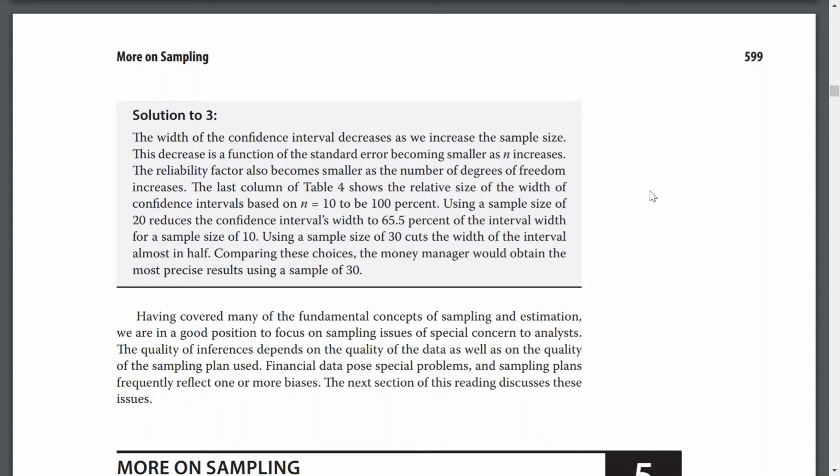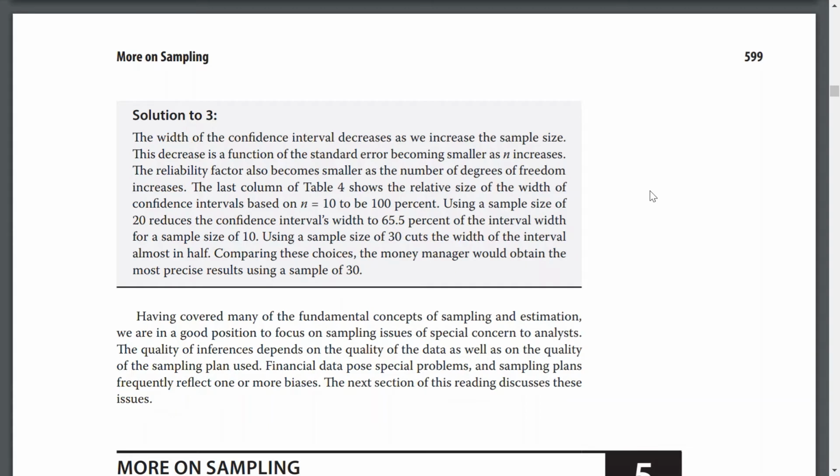As n increases, the reliability factor also becomes smaller as the number of degrees of freedom increases. The last column of Table 4 shows the relative size of the width of the confidence interval based on n equals 10 to be 100%. Using a sample size of 20 reduces the confidence interval to a width of 65.5% of the interval width for the sample size of 10.